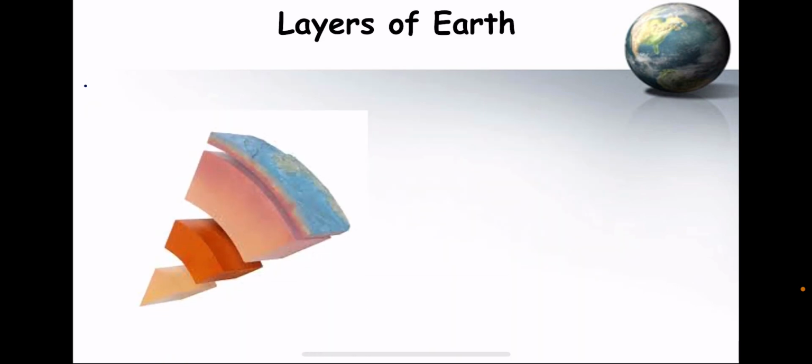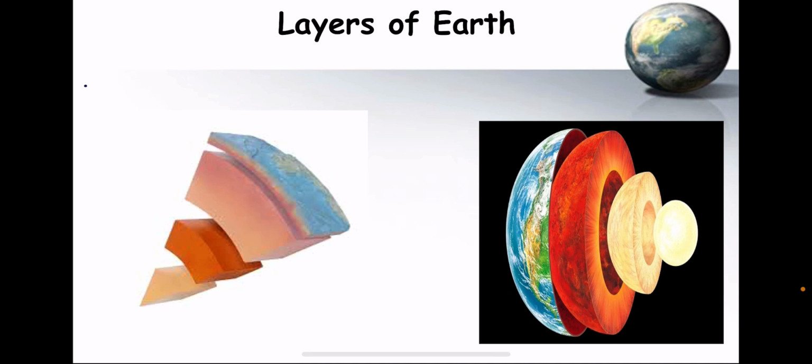Now we will revise the layers of the earth. I have shown you two pictures with two different diagrams, and from these diagrams you can identify how they look. Now look, this is the thin layer. This is called the crust, on which we live, and this one is the thickest one. This one is the thickest, and this is called the mantle.